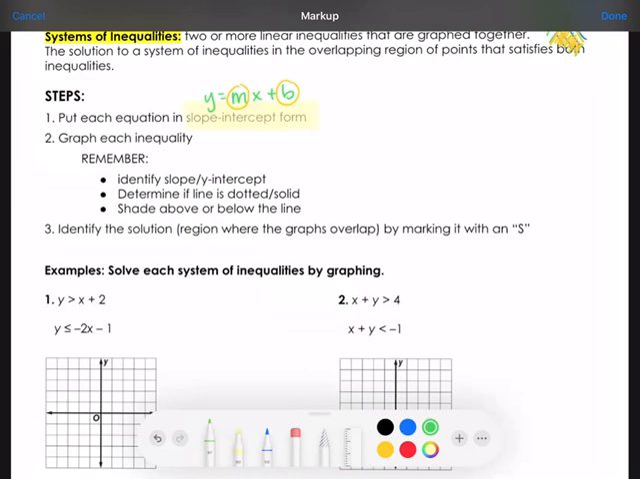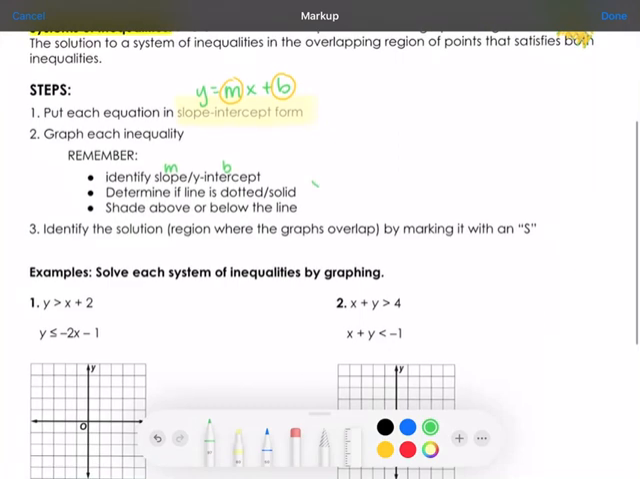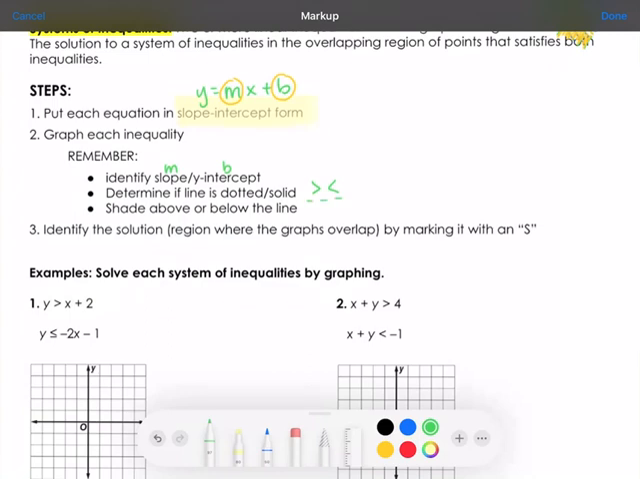Once we have our slope and our intercept identified, we're going to graph the inequality, and we want to keep these things in mind. We're going to identify the slope and the y-intercept, which I just identified, m and b. Slope is m, y-intercept is b. We want to determine if the line is dotted or solid. So remember, with inequalities, we don't have an equal sign anymore, but we could have a greater than or less than sign. If it's greater than or less than, then the line is going to be dotted. However, if it is greater than or equal to, or less than or equal to, the line will actually be solid. So we need to pay attention to that.